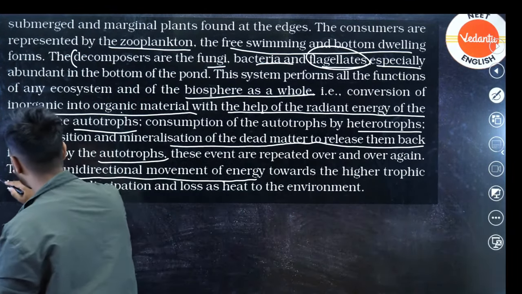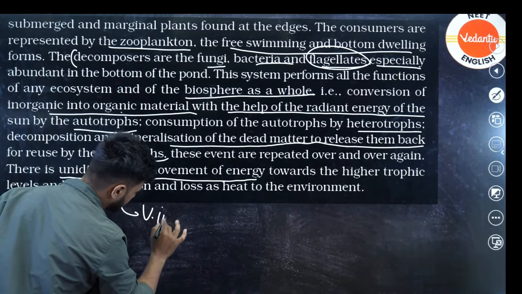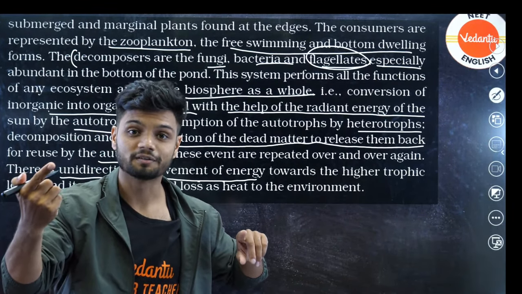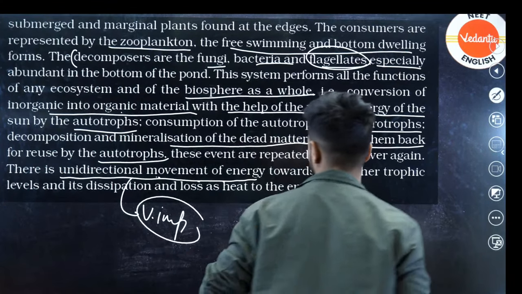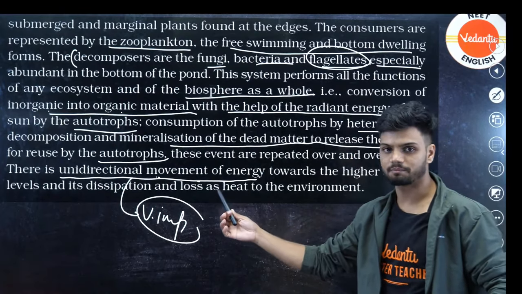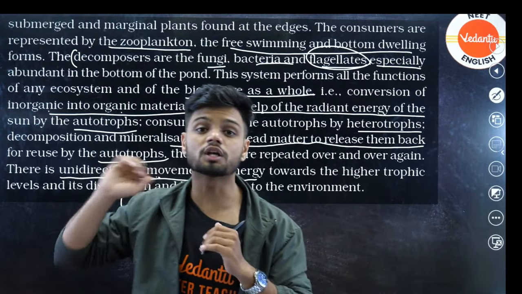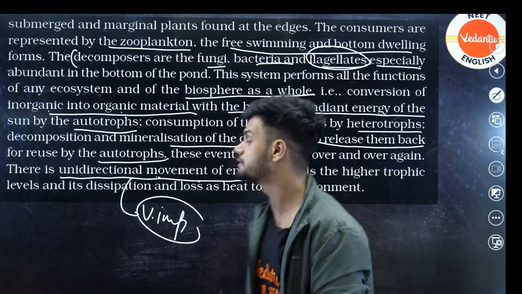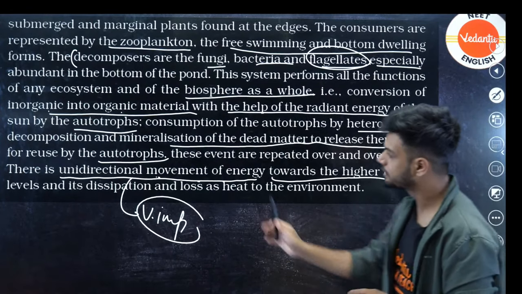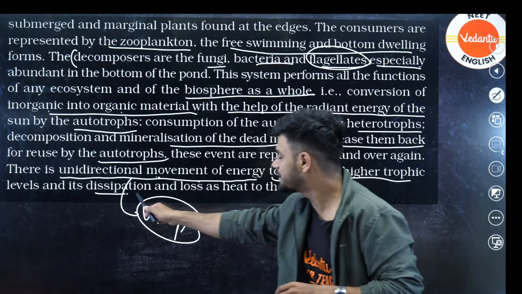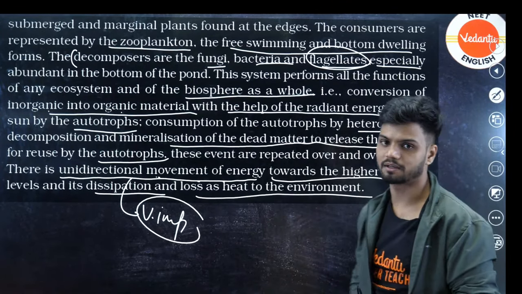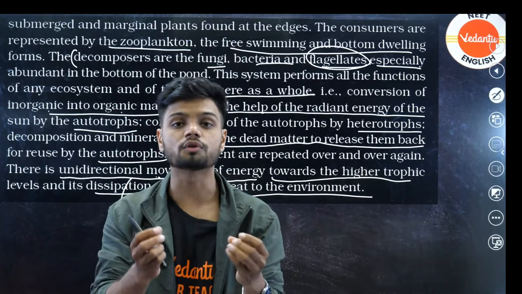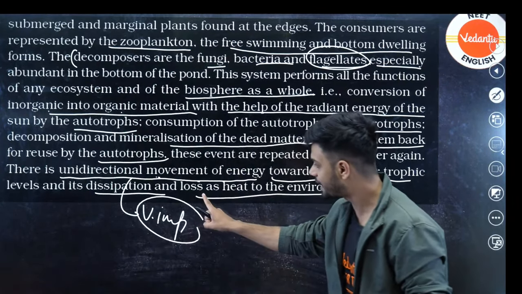Very important line. Everyone, write down this very important line. This point right here is explaining your pyramid of energy. Yes, there is unidirectional movement of energy. That is, the energy which is coming from the sun, we cannot give it back to the sun. The energy which we are obtaining from the plants, we cannot give it back to the plants. Unidirectional flow of energy towards the higher trophic levels and its dissipation and loss as heat to the environment. That is, when we are going from the low trophic level to higher trophic level, some amount of energy is lost. That we'll be learning later on as 10% loss.